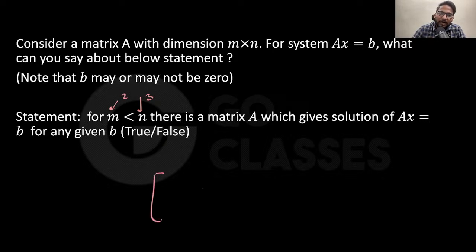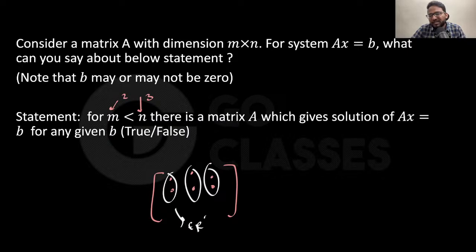They are saying that if m is 2, meaning 2 rows and 3 columns, which means everything is in R2. Then they are saying there is a matrix A which gives the solution of Ax equal to b.